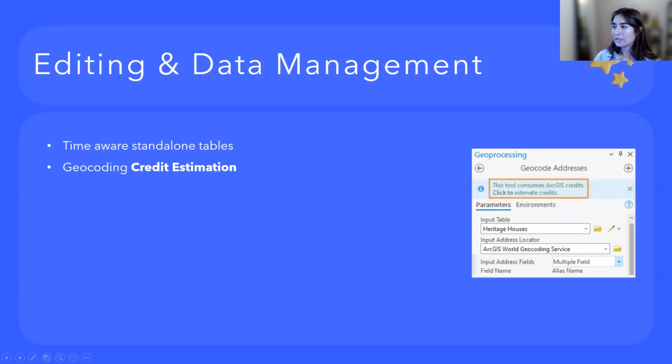You also have the ability now to estimate credit consumption. This is before you can run tools like geocode address or maybe reverse geocode, when the active portal is ArcGIS Online and you're using the ArcGIS World Geocoding service.